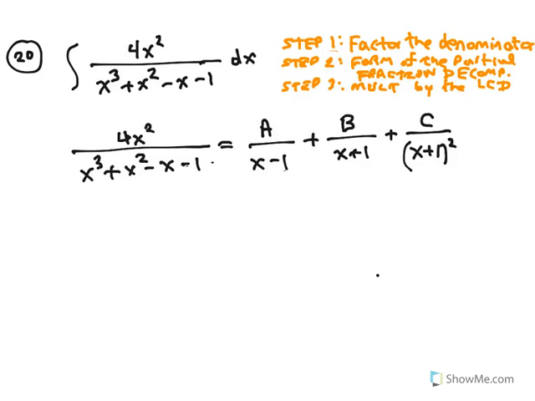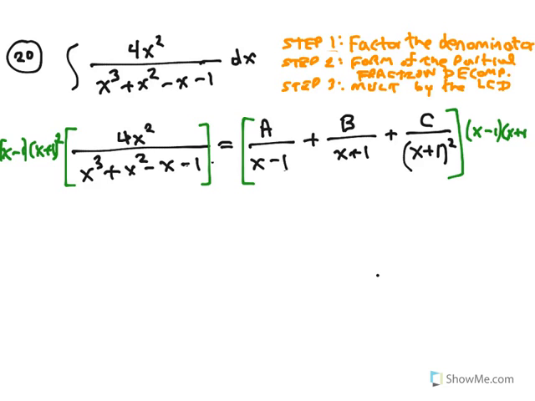Now we will multiply both sides of our equation by the LCD. And the LCD is just the denominator of the rational expression. And you can write it in factored form, x minus 1 times x plus 1 squared. And you're going to multiply both sides of the equation by the LCD. So when you multiply it on the left side, it will cancel with the denominator, leaving you with 4x squared.